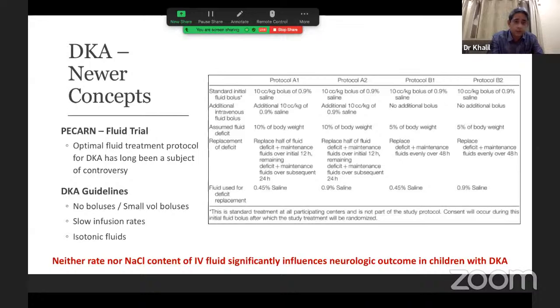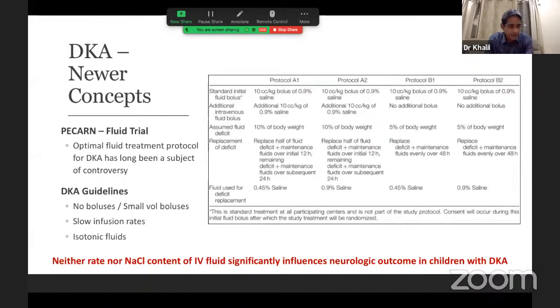Now, what they have found is that the risk of cerebral edema is independent of either the type or the rate of fluid administered in these children. The usual teaching was that rapid osmotic changes with quick and liberal rehydration were widely suspected to cause brain injury in DKA.